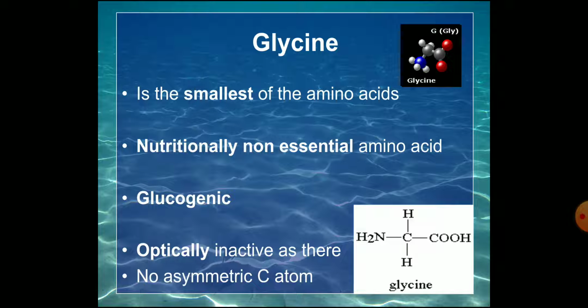Sometimes the question will come: name the optically inactive amino acid and write the important products formed from it. So then you have to know which amino acid it is. Glycine is the optically inactive amino acid, the smallest of all amino acids, and it is nutritionally non-essential.